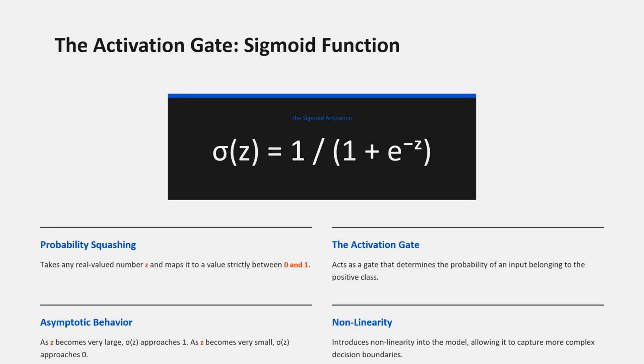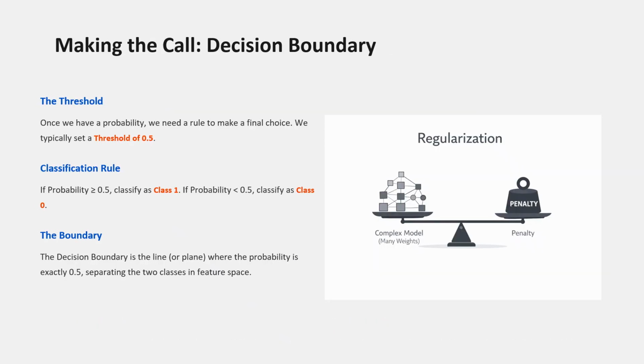Now we just discussed the need to squash our linear output into a probability. That's where the sigmoid function comes in. This function acts like an activation gate, taking any number and transforming it into a value between 0 and 1. And this introduces our non-linearity, which is key for handling more complex classification tasks. Now let's see how the squashed output helps us make some clear decisions.